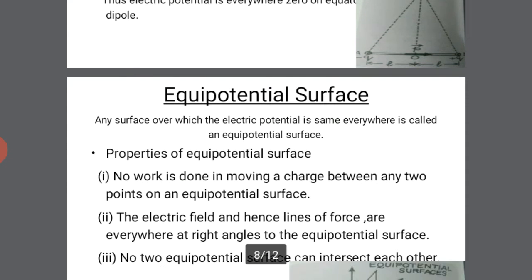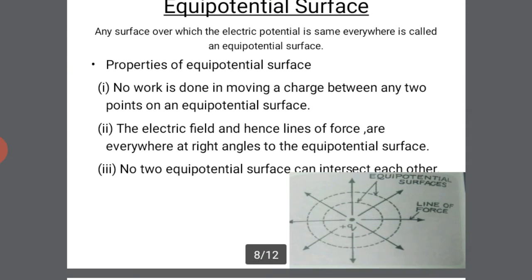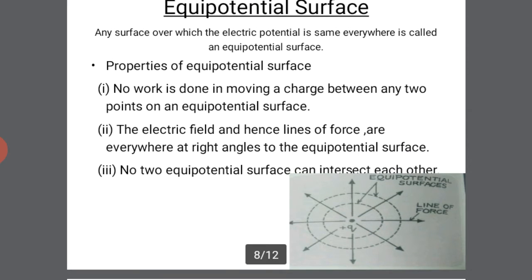Now our next topic is equipotential surface. A surface over which the electric potential is the same everywhere is called an equipotential surface. Here I have mentioned some properties, and the first one is that no work is done in moving a charge between any 2 points on an equipotential surface.